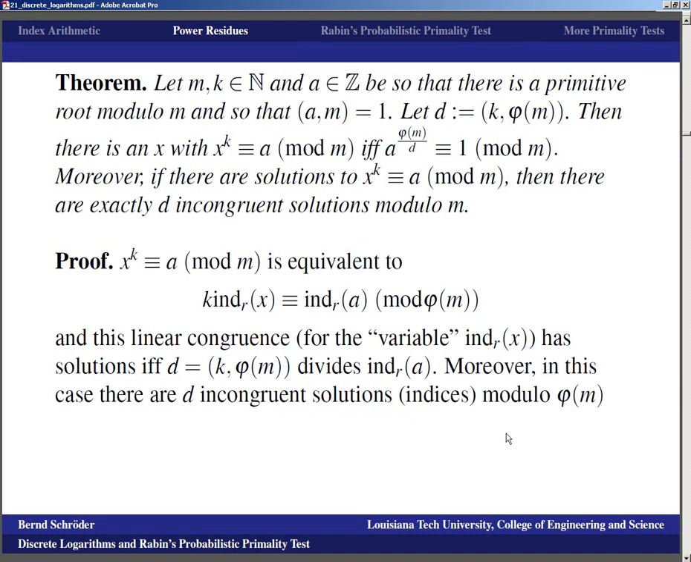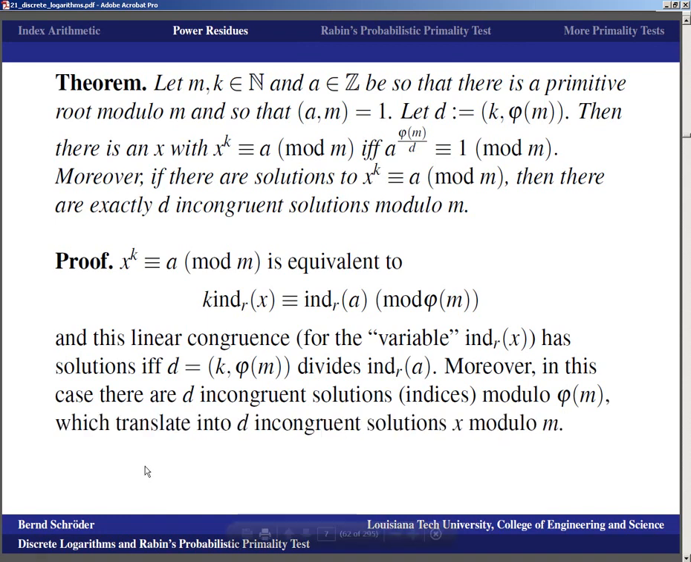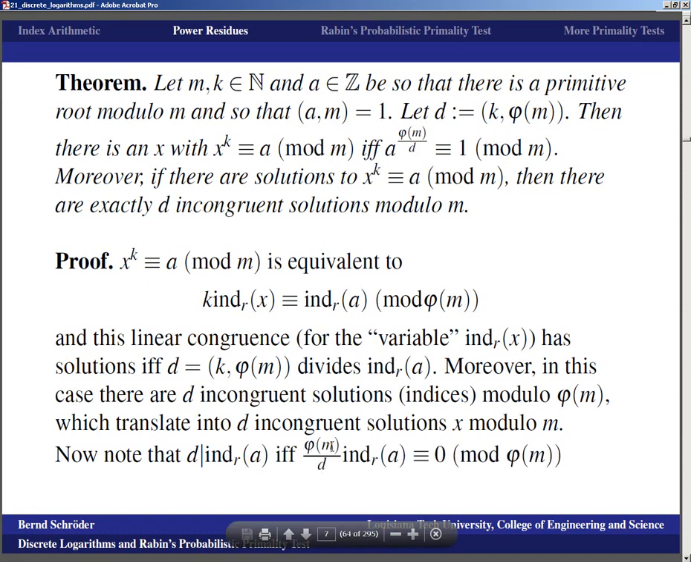But the indices are potentially hard to compute, so now we want to change that to the condition in the theorem. Because in this case, well, okay, there are d incongruent solutions modulo phi of m, that gives us the moreover part. And those translate into d incongruent solutions x modulo m, because we just put the indices back into the exponent, right? And then finally, we want to translate this d divides the index into something that is a bit simpler. And well, so what do we note? We note that d divides that index if and only if phi of m over d times the index is equivalent to 0 modulo phi of m, and that's because I can take this denominator and stick it under the index and get an integer multiple of phi of m out of it, right?